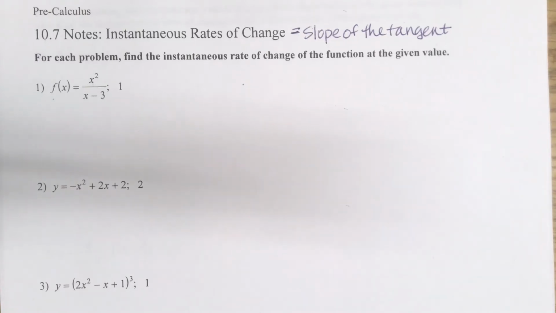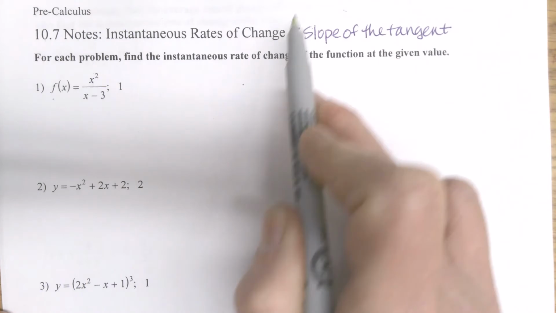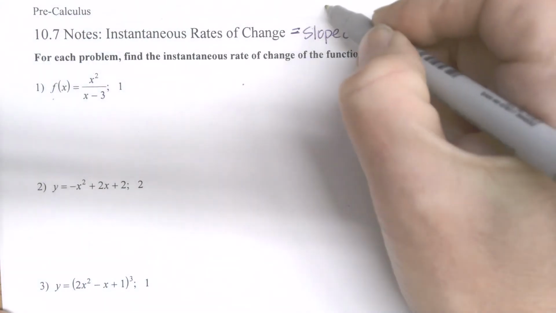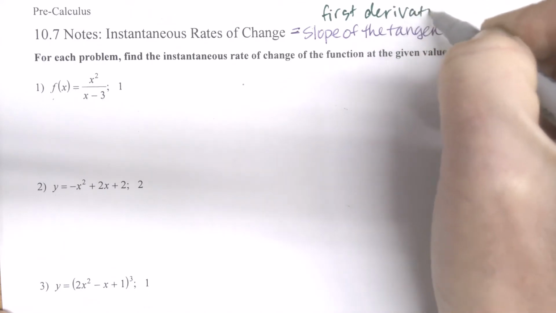The final section in this chapter is 10.7, instantaneous rate of change, and it should look familiar. Again, when we talk about the instantaneous rate of change, we are talking about the slope of the tangent. We're talking about the first derivative. Those things all mean the same thing.